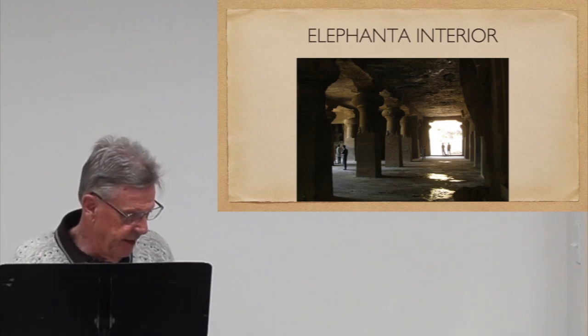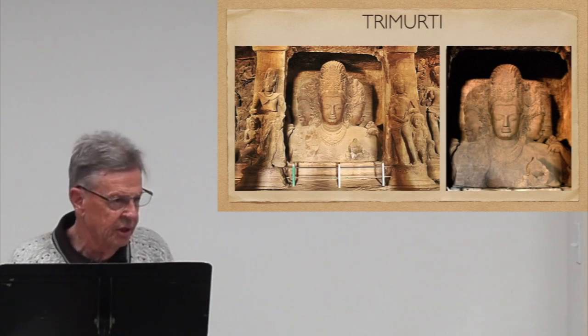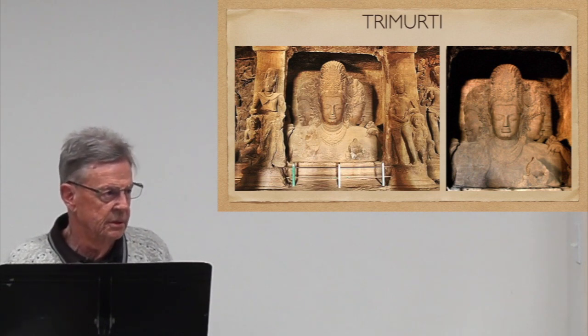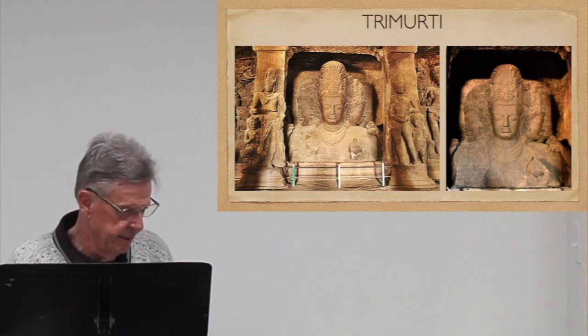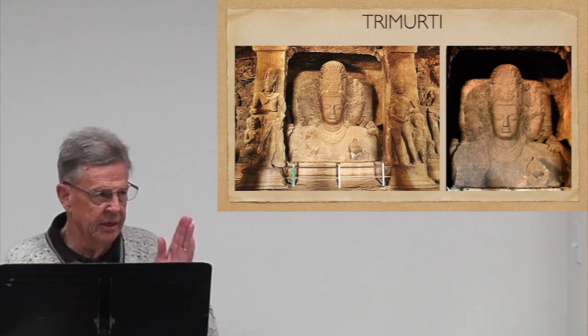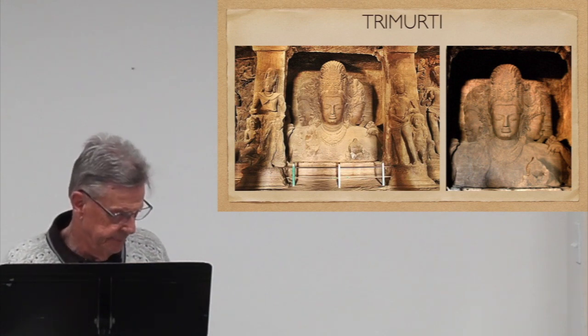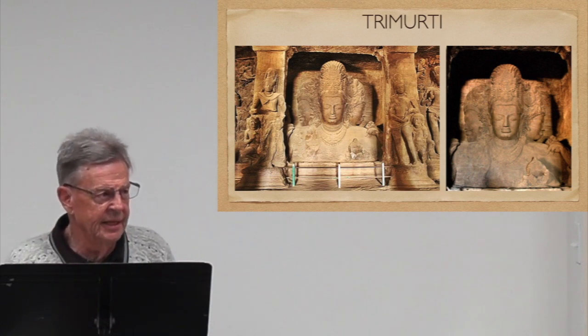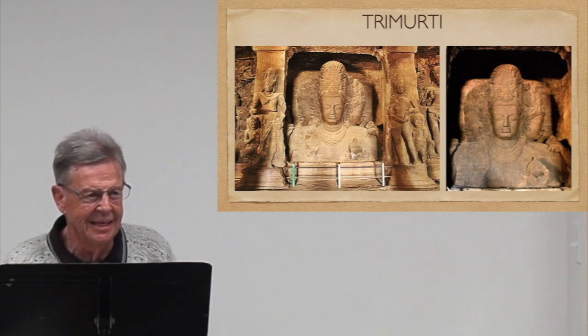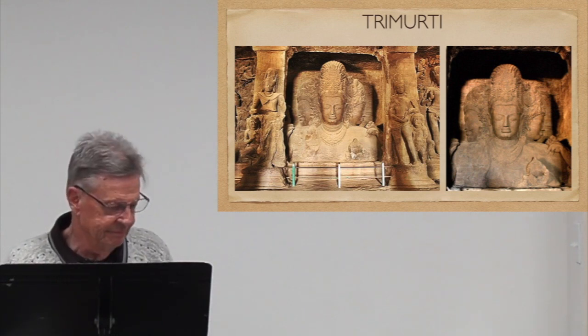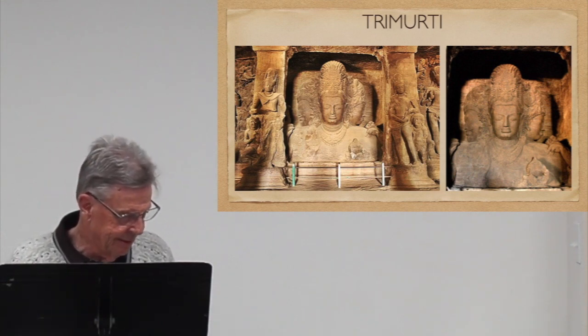And it's very famous for its sculpture, especially this one. This is known as the Trimurti, the Hindu Trinity, with the heads looking in 3 different directions: Shiva, Vishnu, Brahma. Unfortunately, most of the sculpture in this cave is fairly dilapidated. It wasn't taken care of for a long period of time.